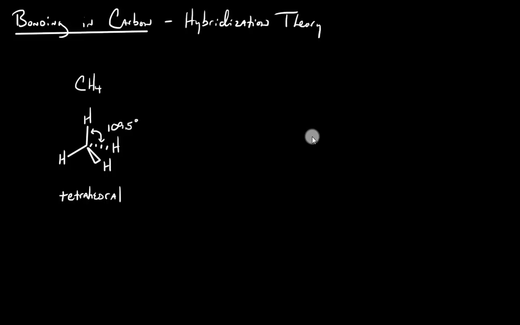So the next topic is going to be revolving around bonding for carbon and how carbon can actually bind itself to other carbons as well as to other atoms. And the theory that we're going to use to explain the way that carbon does this is called hybridization theory. Before we go into the theory, I'm just going to cut to the chase and give the results of what we can find in nature, how carbon can actually bond.